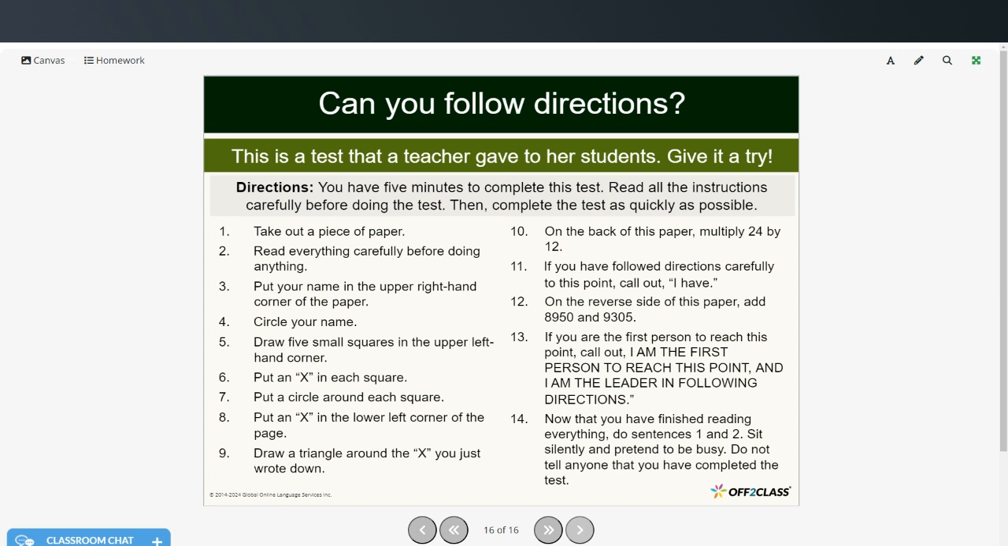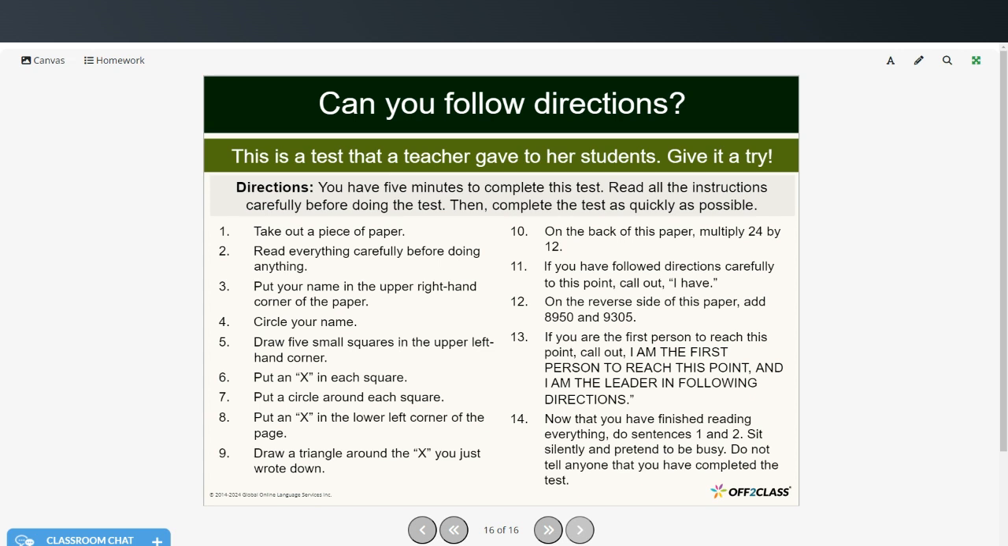Put your name in the upper right-hand corner of the paper. Circle your name. Draw 5 small squares in the upper left-hand corner. Put an X in each square. Put a circle around each square. Put an X in the lower left corner of the page. Draw a triangle around the X you just wrote down. On the back of this paper, multiply 24 by 12. If you have followed directions carefully to this point, call out, I have.